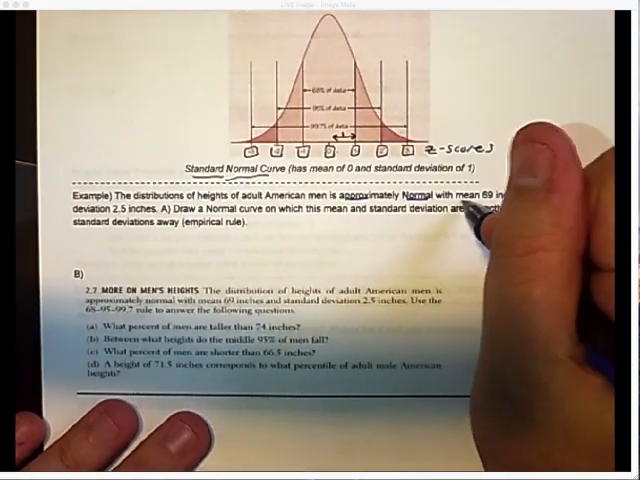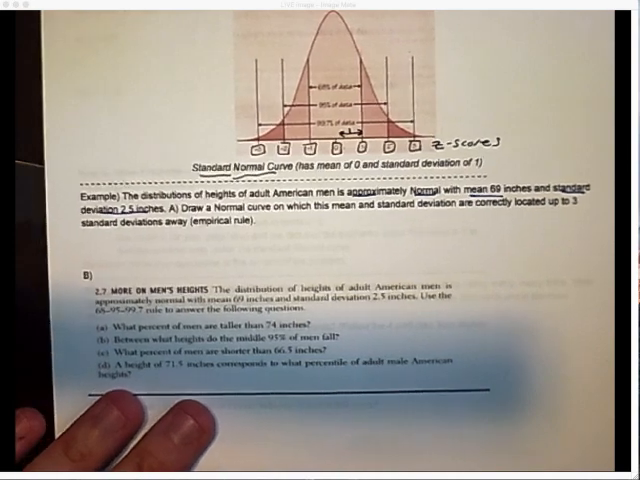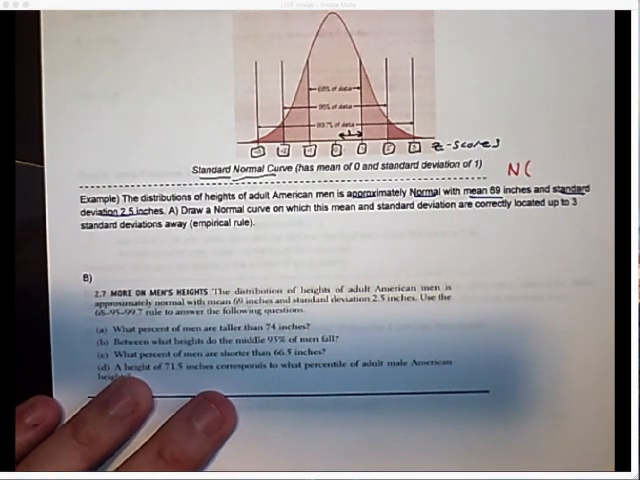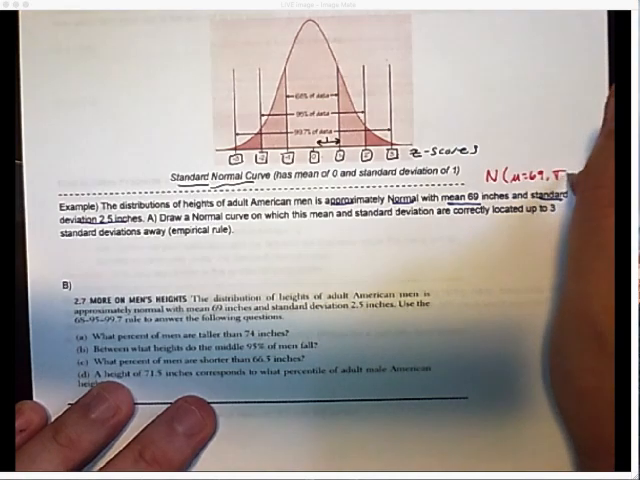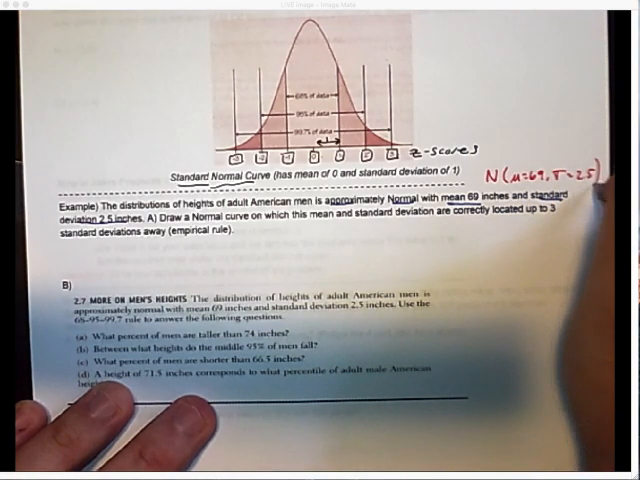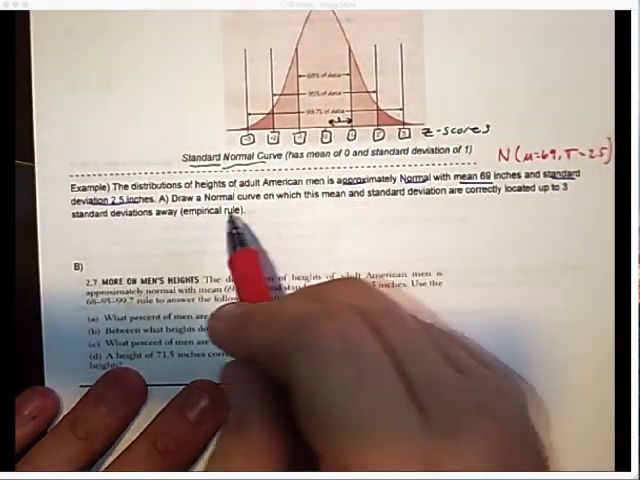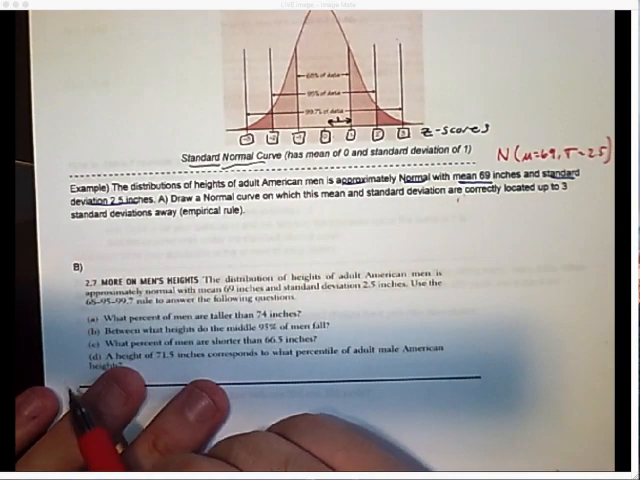Let's look at an example. It says the distribution of heights of adult American men is approximately normal, with a mean of 69 inches and a standard deviation of 2.5 inches. So if I was going to write this in short form, I would say the curve is normal, so I put a capital N, then parenthesis, mean of 69 inches and a standard deviation of 2.5 inches. Part A, draw a normal curve on which this mean and standard deviation are correctly located up to 3 standard deviations away.